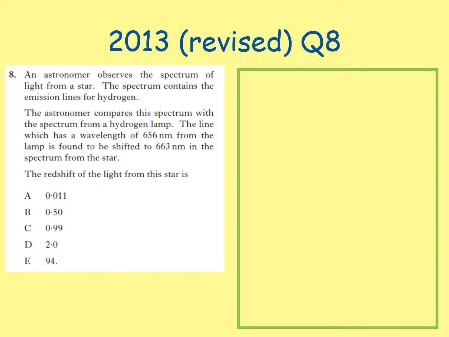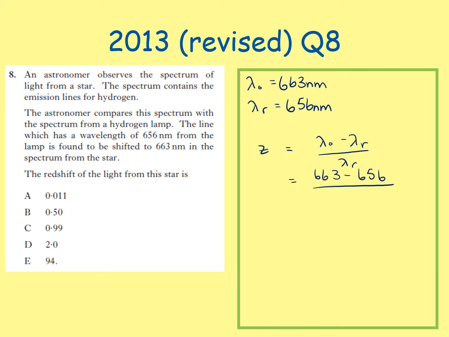So again, let's write down what we have and what we don't have. Our observed wavelength is going to be the 663 nanometers. And our rest wavelength from our hydrogen lamp is 656 nanometers. Using our equation, Z equals lambda O minus lambda R over lambda R, we can fill our numbers in. That's 663 minus 656 all over 656. Popping that into a calculator, we get 0.011. That is answer A.